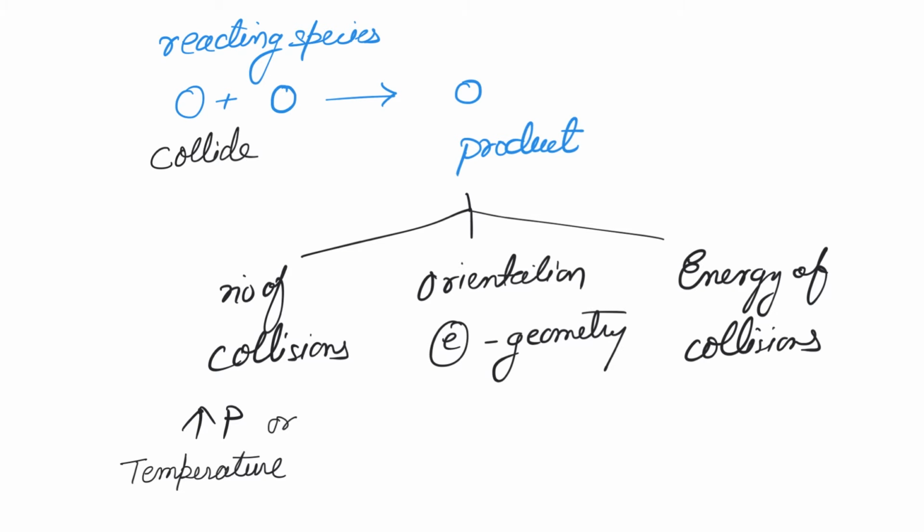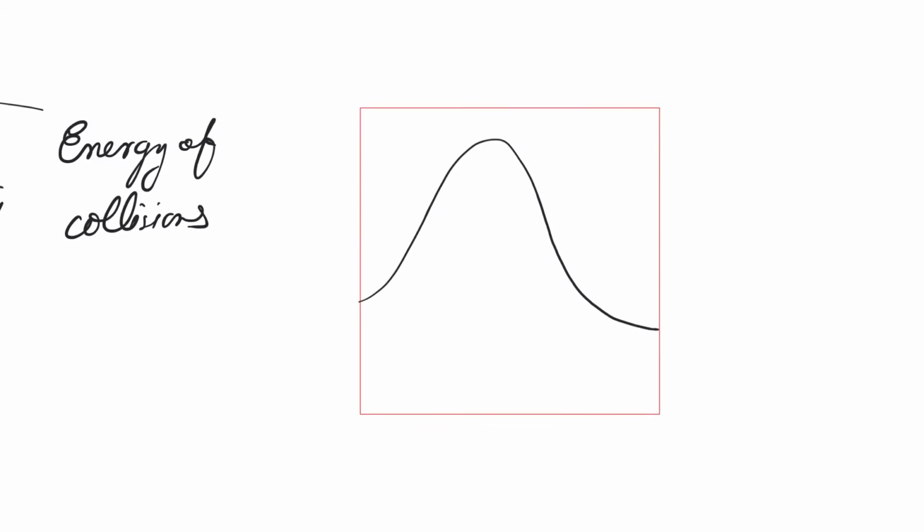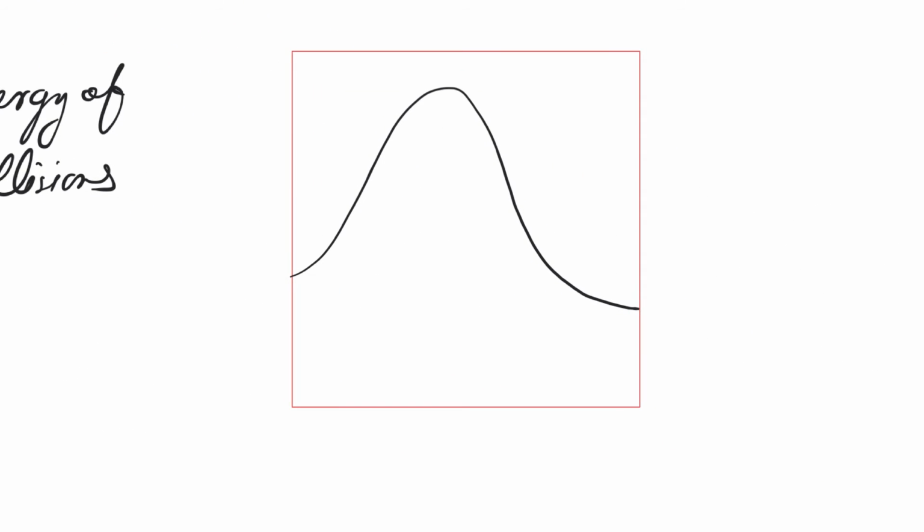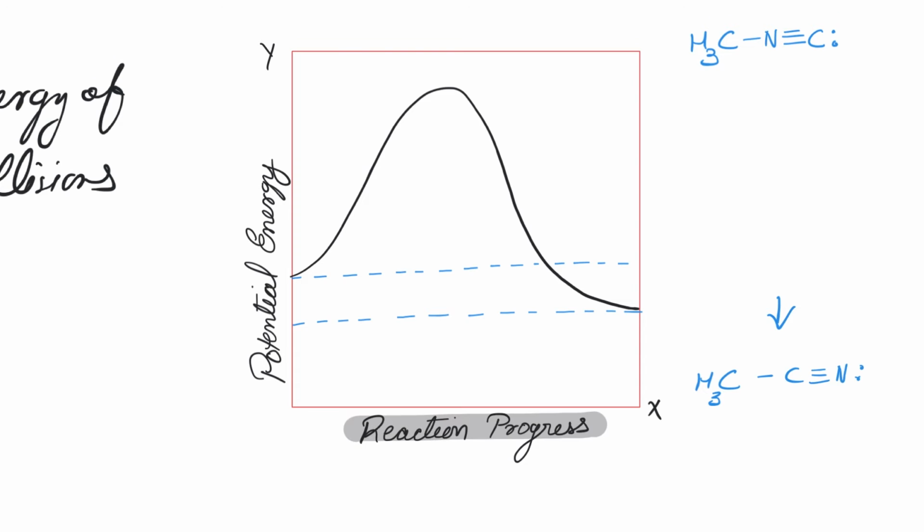Now let us talk more about this by this graph. On the x-axis, we represent the reaction progress, and on the y-axis, we represent the potential energy of the molecules. Now these dotted lines represent the initial, so the first dotted line represents the energy with the reactant, whereas the final line represents the energy with the products. Now, let us take an example here, CH3NC.